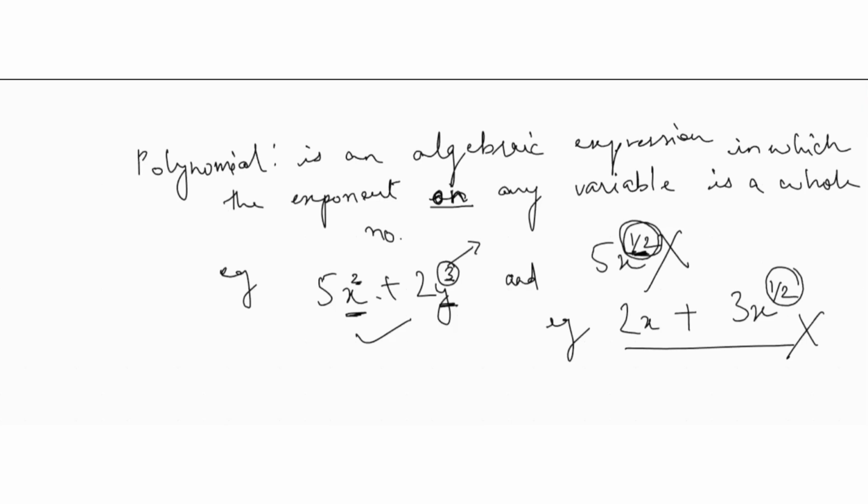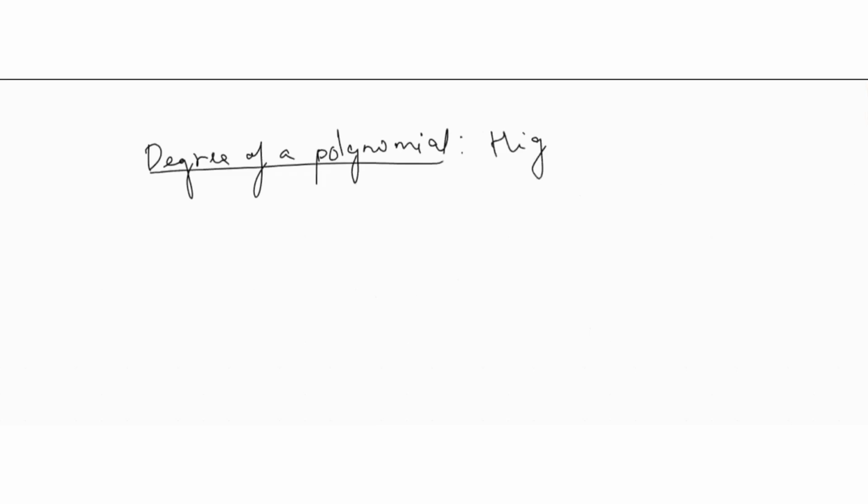Okay, now let's understand what the degree of a polynomial is. You were just talking about that, whether it's a degree. So let's understand what a degree is. Degree of a polynomial. Degree is the highest power on the variable in a polynomial.